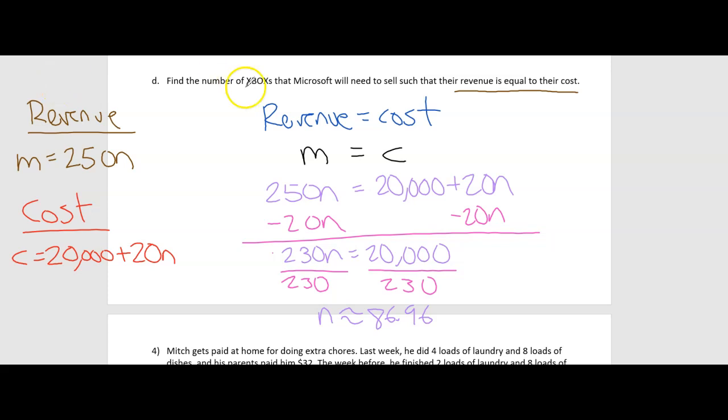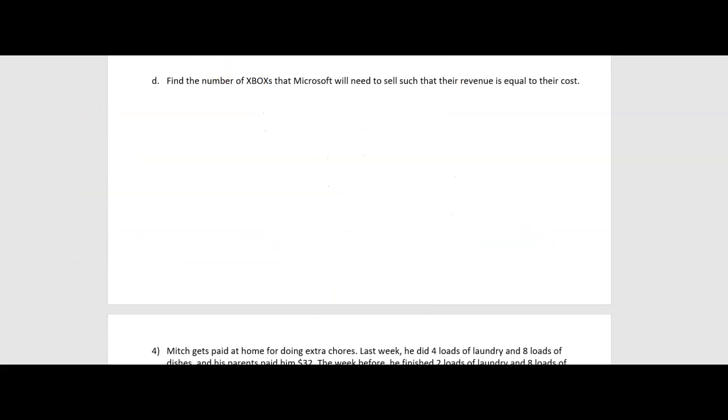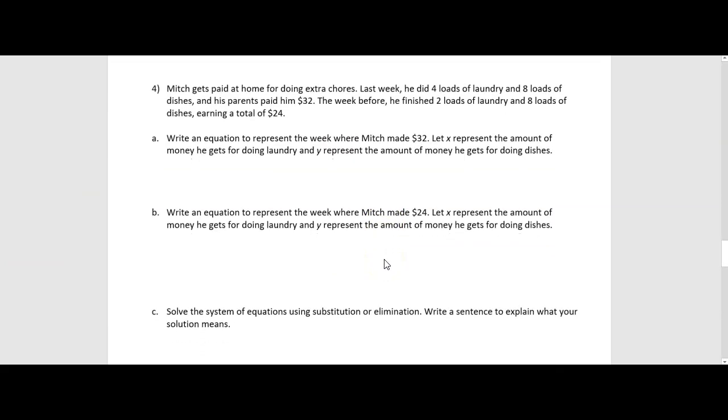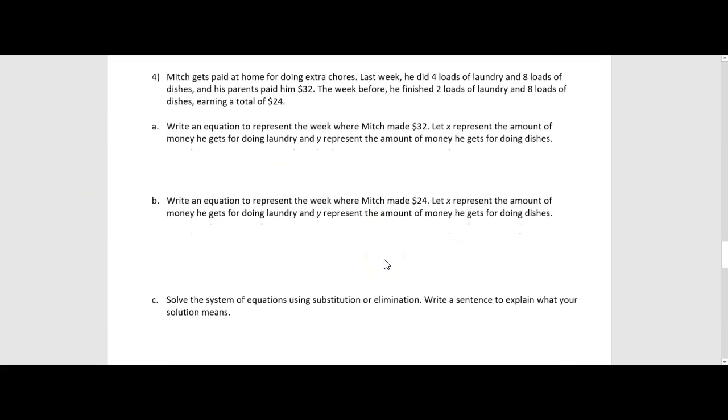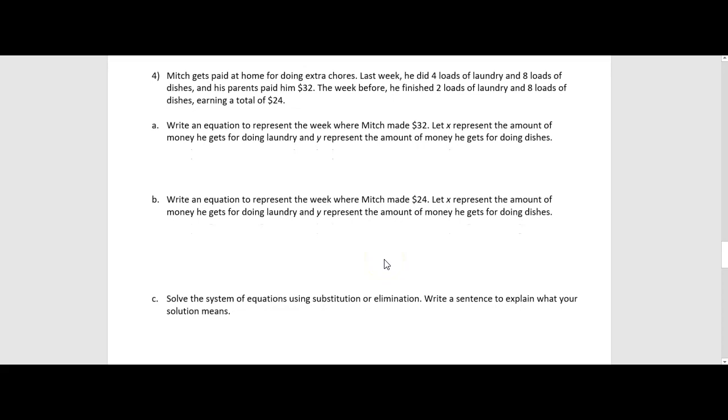Okay, let's look at one more before we are done for this lesson. We're going to look at number 4. So it says, Mitch gets paid at home for doing extra chores. Last week, he did 4 loads of laundry and 8 loads of dishes, and his parents paid him $32. The week before, he finished 2 loads of laundry and 8 loads of dishes, earning a total of $24.